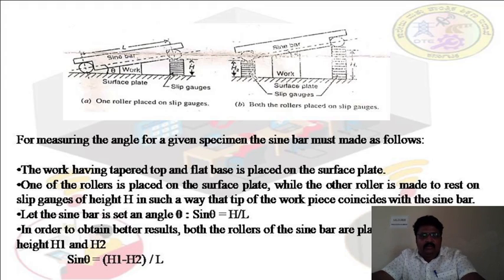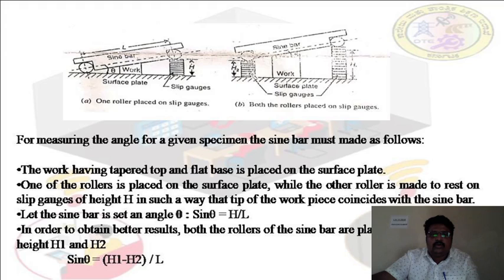The work having tapered top and flat base is placed on the surface plate. Second, one of the rollers is placed on the surface plate while the other roller is made to rest on the slip gauges of height h in such a way that the tip of the workpiece coincides with the sine bar. Third, let the sine bar be set at an angle of theta.